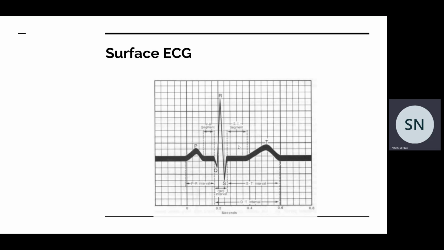The ST segment right here is the time between the depolarization of the ventricle muscle and the T wave, which is the repolarization of the ventricle muscle. You might notice that the repolarization of the atria is not represented really in the ECG, or we didn't talk about it. That's because the repolarization of the atria muscle is hidden within the QRS complex.